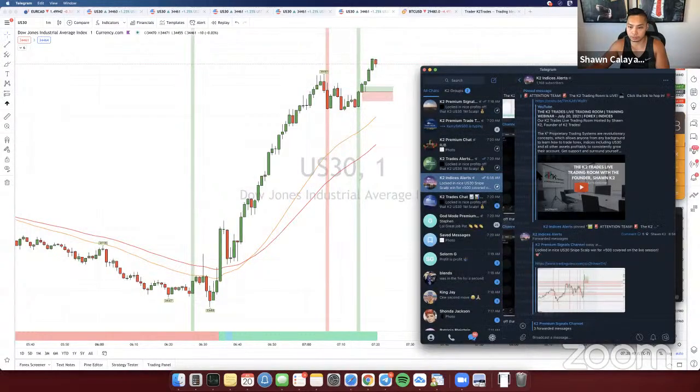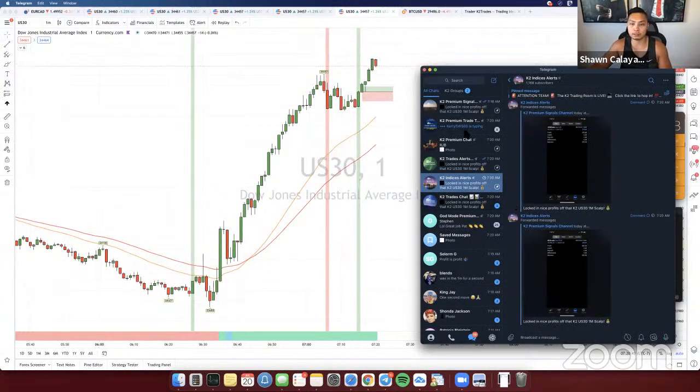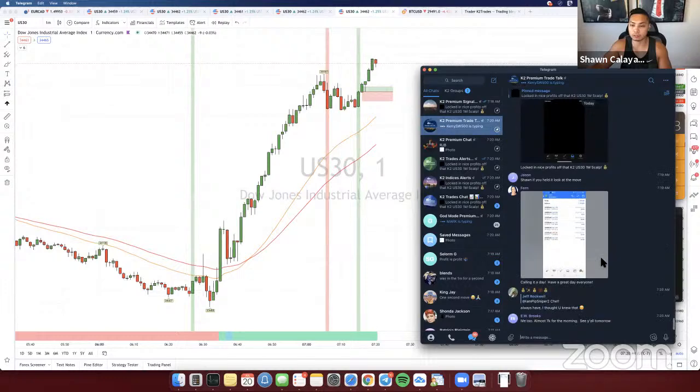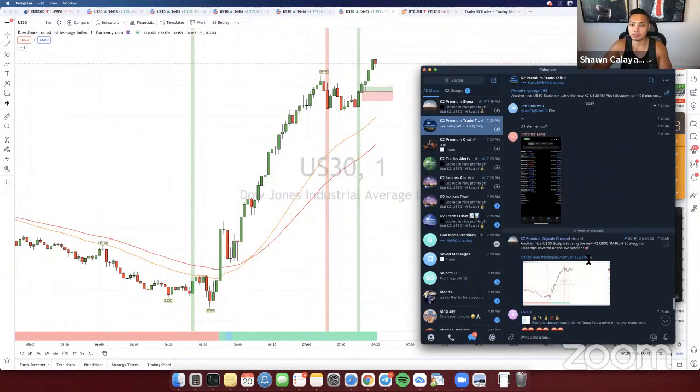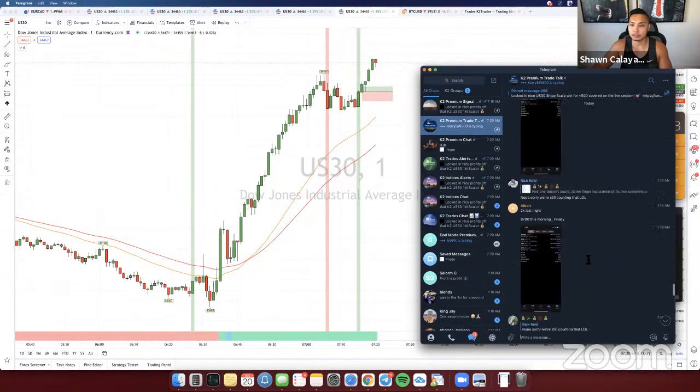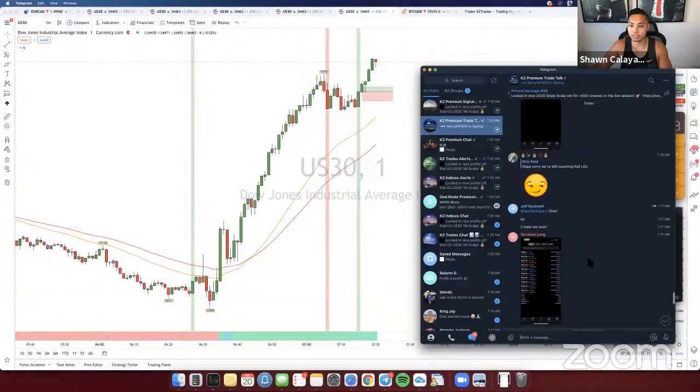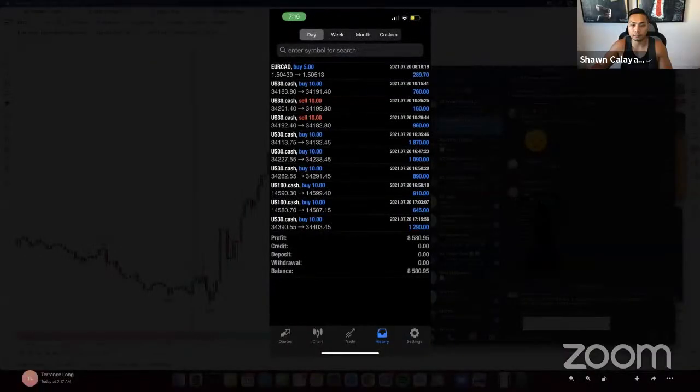So this is why it's important that you guys know what we're doing, so that you don't have to wonder what we're taking, right? If you know what to look out for, then you can easily take these trades right before they even appear. So yeah, Terrence over here, 8,500. Yeah, no losses, straight wins right there.